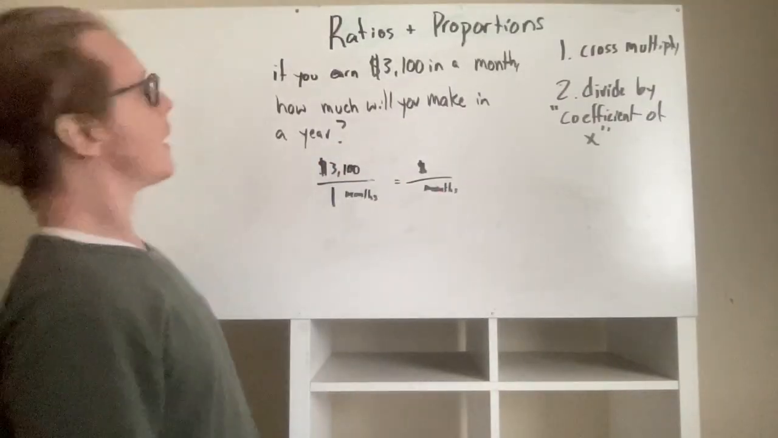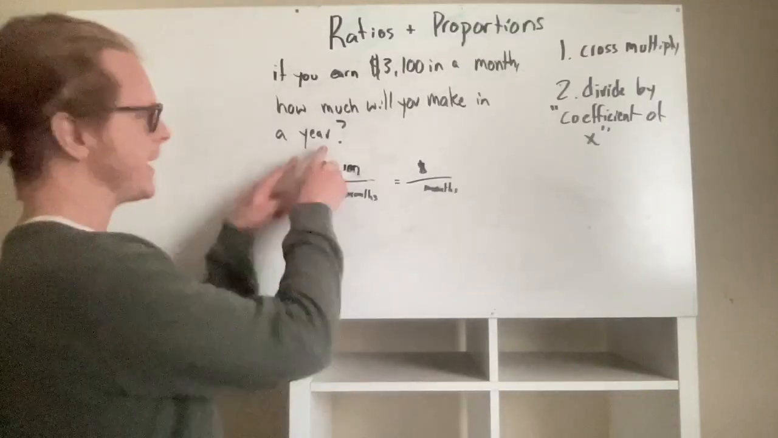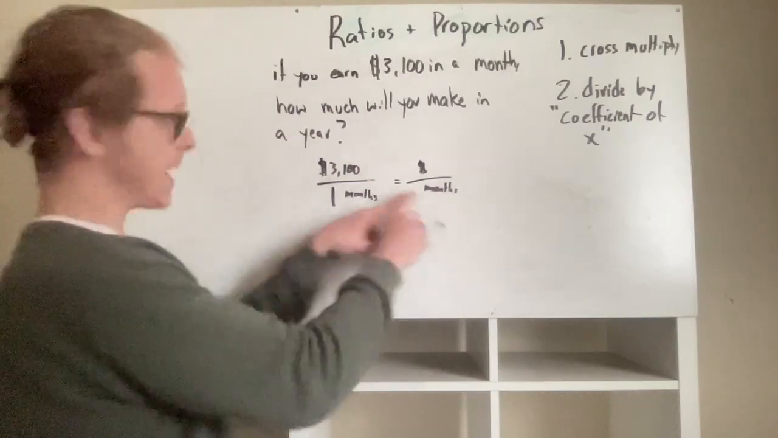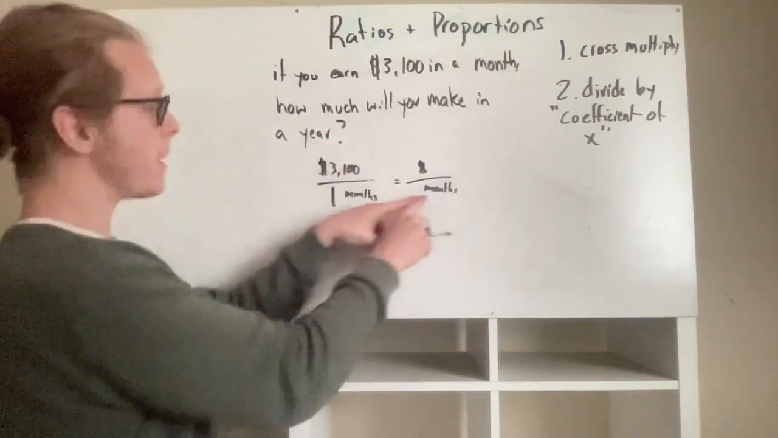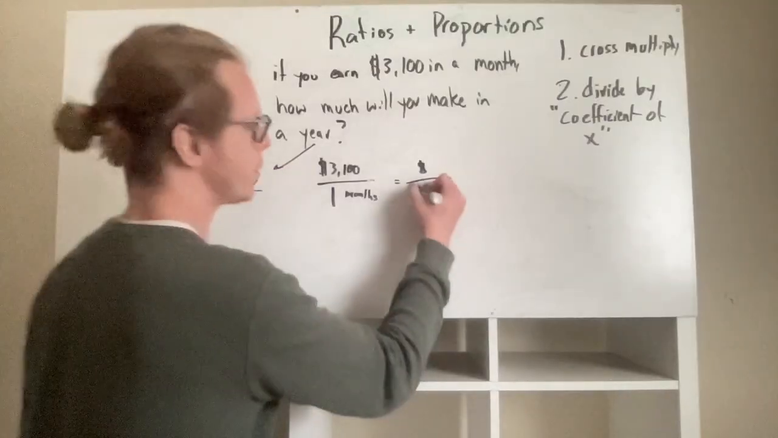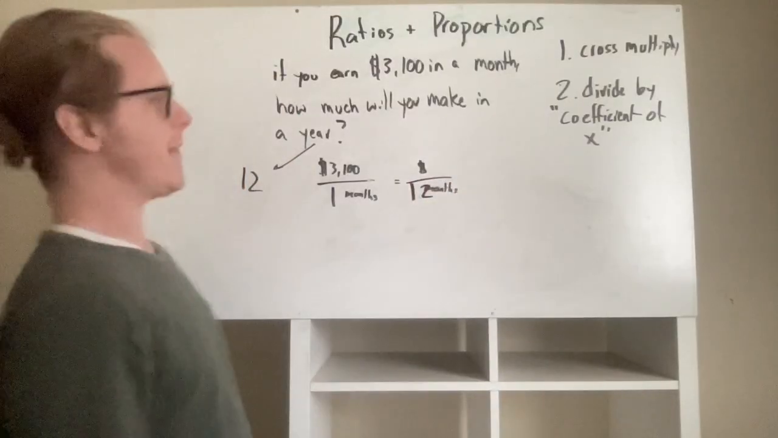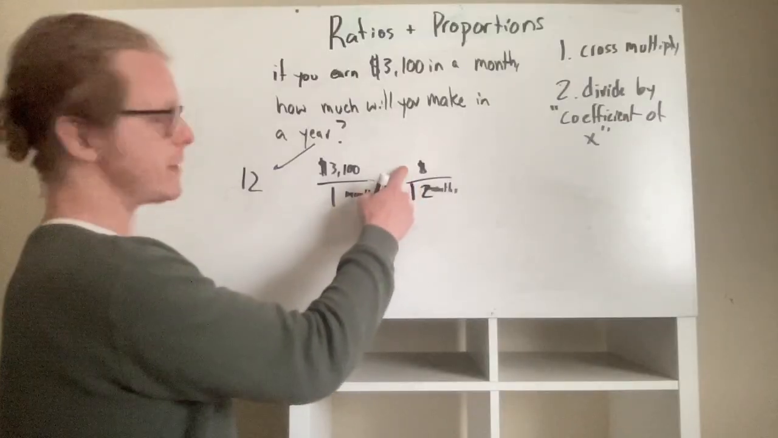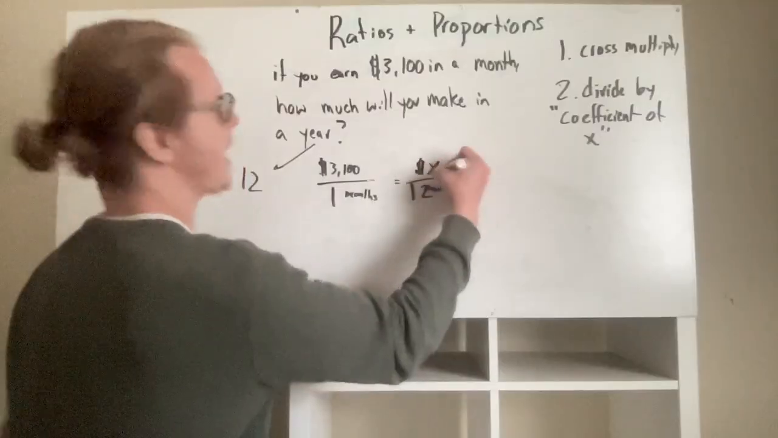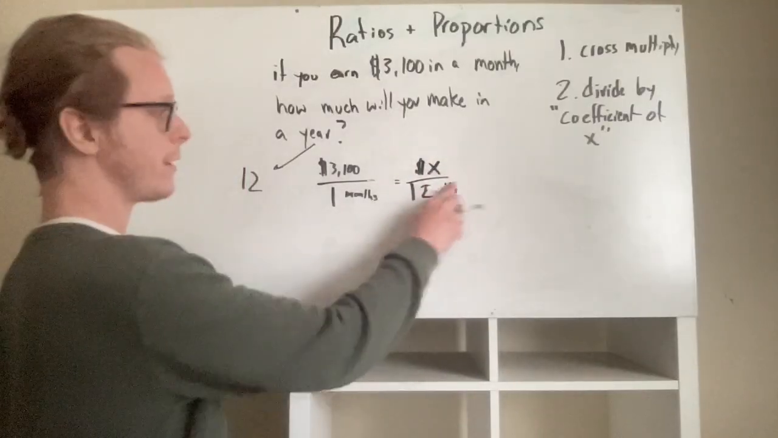Okay, and then we want to know how much we're going to make in a year. We need these units to be the same, so we have to turn the year into months. How many months are in a year? 12 months. So 12. And then do we know how much money we're going to make in the year? No, that's the thing we're trying to find out. So it will be X dollars.